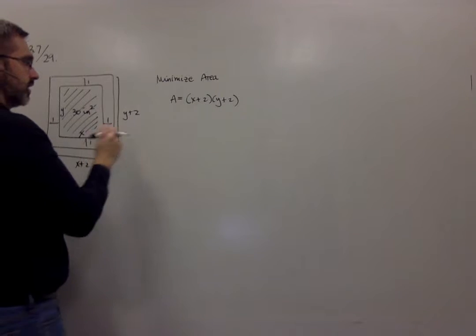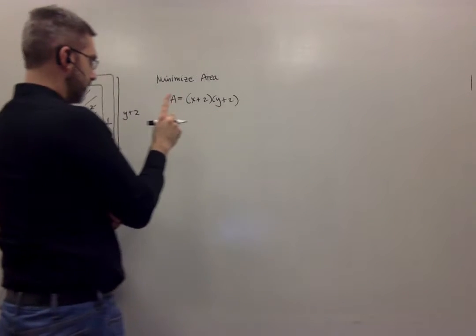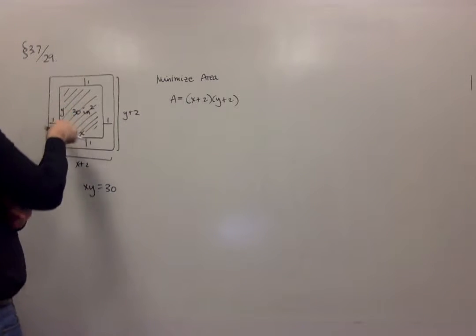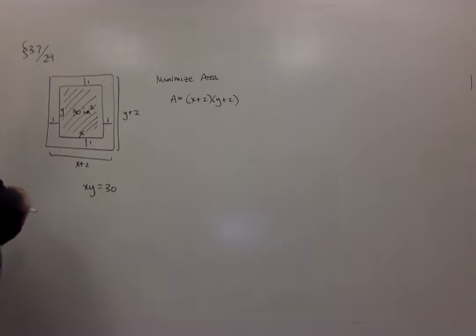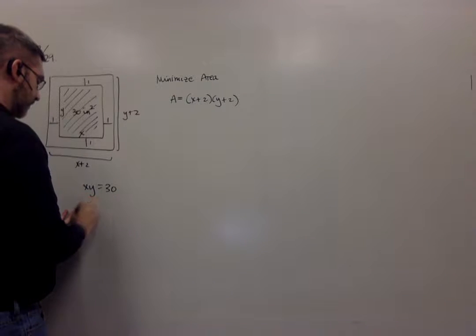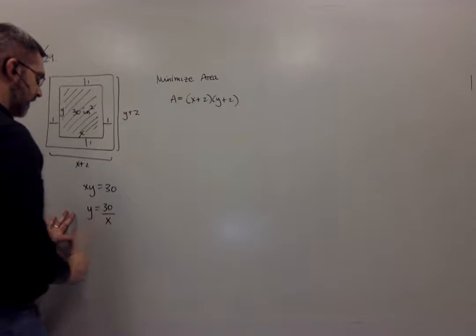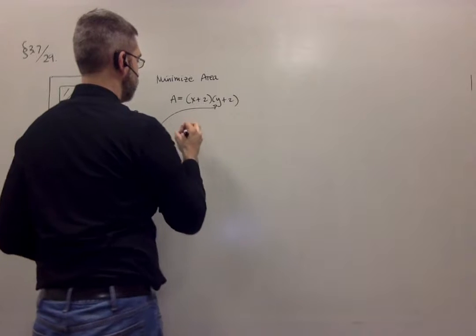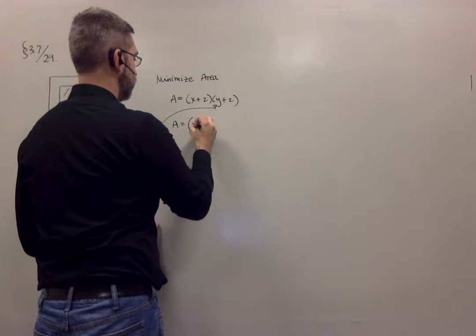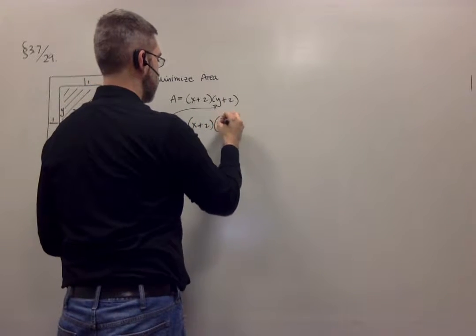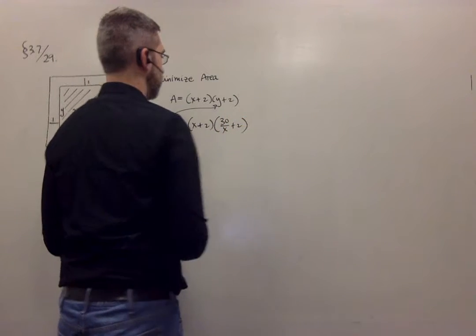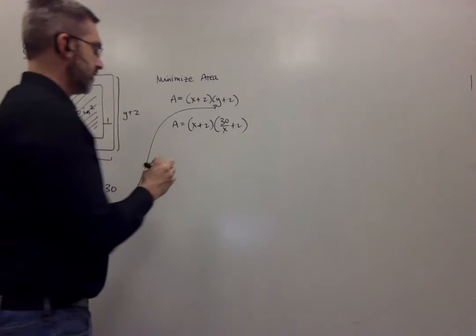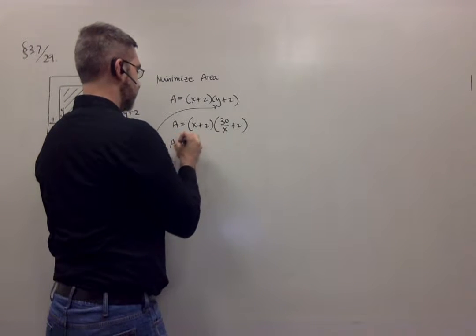Okay, so X plus 2 times Y plus 2, that's going to give me the total area. And we know, we've got two variables here, I only want one, so we know that X times Y is 30. That's the part that we're given here. So therefore, let's solve for Y in terms of X, so we get 30 over X, and I'm going to take that and plug that in right there. So I've got my area is X plus 2 times 30 over X plus 2, okay? Now in order to make the differentiation here nice, let's go ahead and multiply that out.